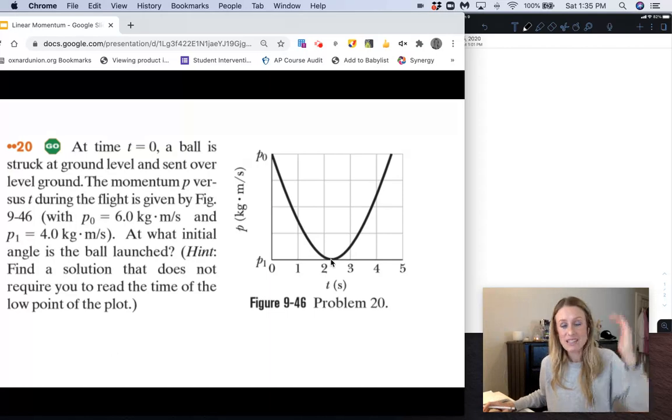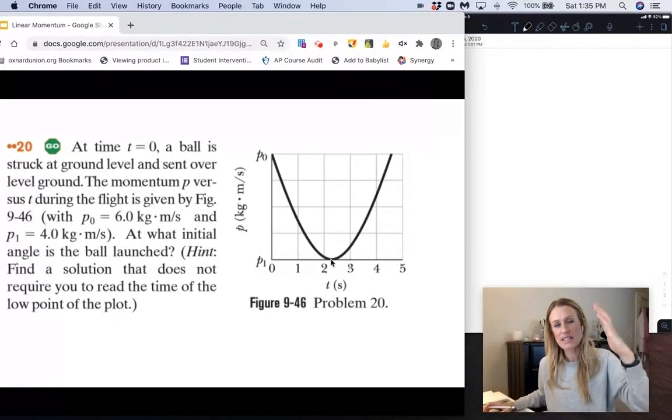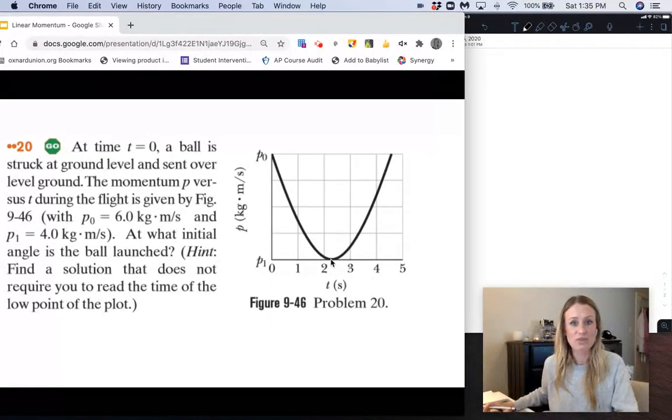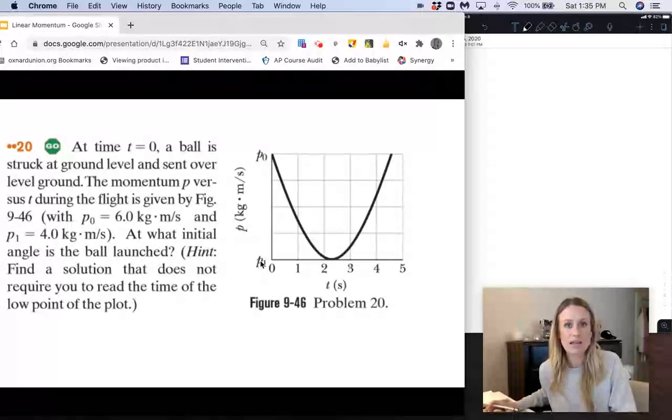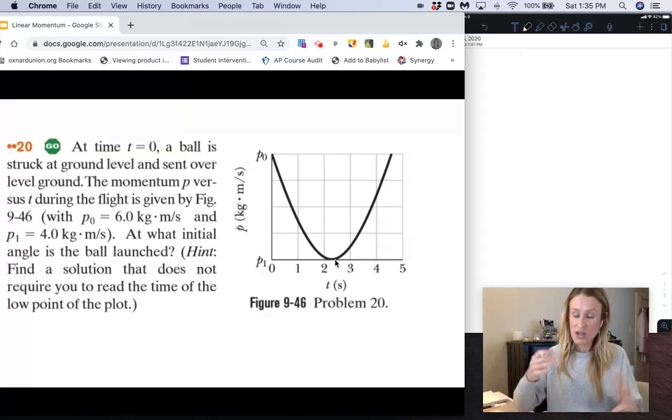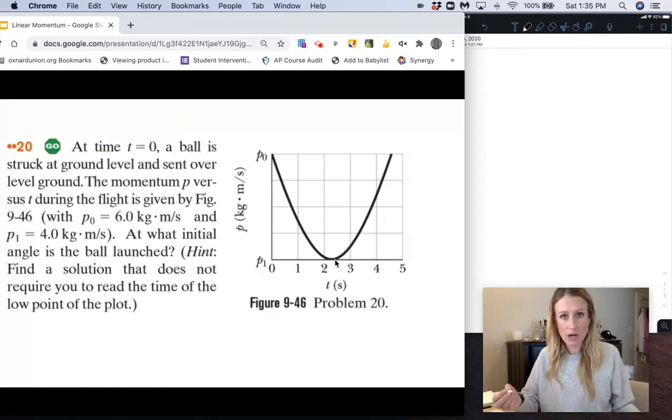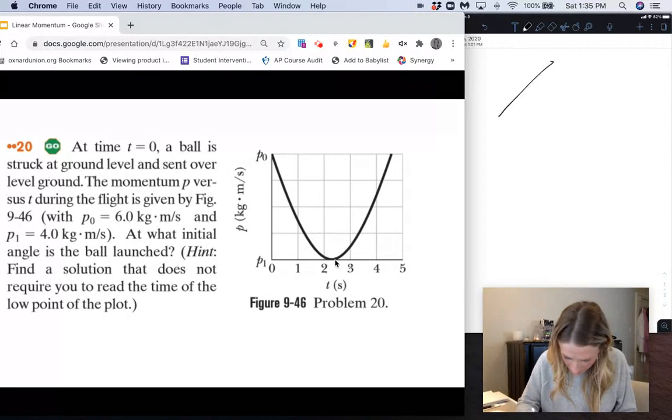Remember, at the top, all of that velocity is in the x direction. So really what we're getting here is the initial momentum that is in both the x and the y direction. It's two-dimensional. And then at the very top, we're getting the x component of the momentum vector, because we have all of our velocity in that x direction. So all we have to do here is draw our triangle.